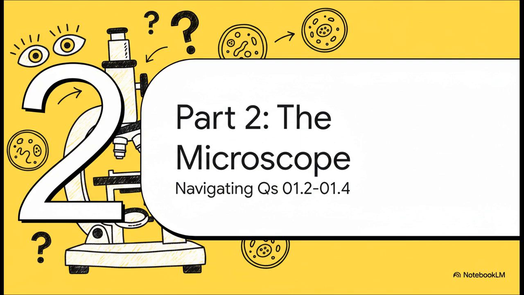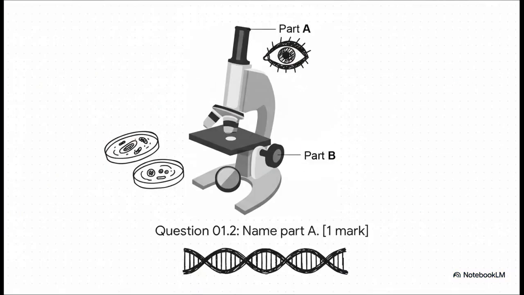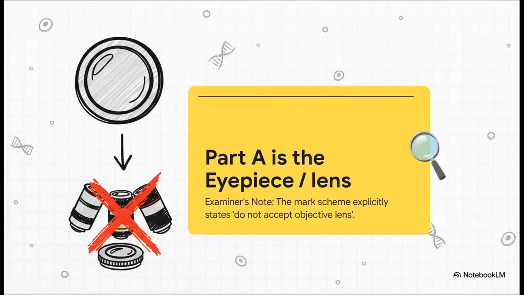We've got 3 quick-fire 1-mark questions coming right up. Okay, question 01.2. It's pointing right to the top of the microscope. This is a super simple identification question. What is part A called? The correct answer is, of course, eyepiece, or you could just get away with saying lens.